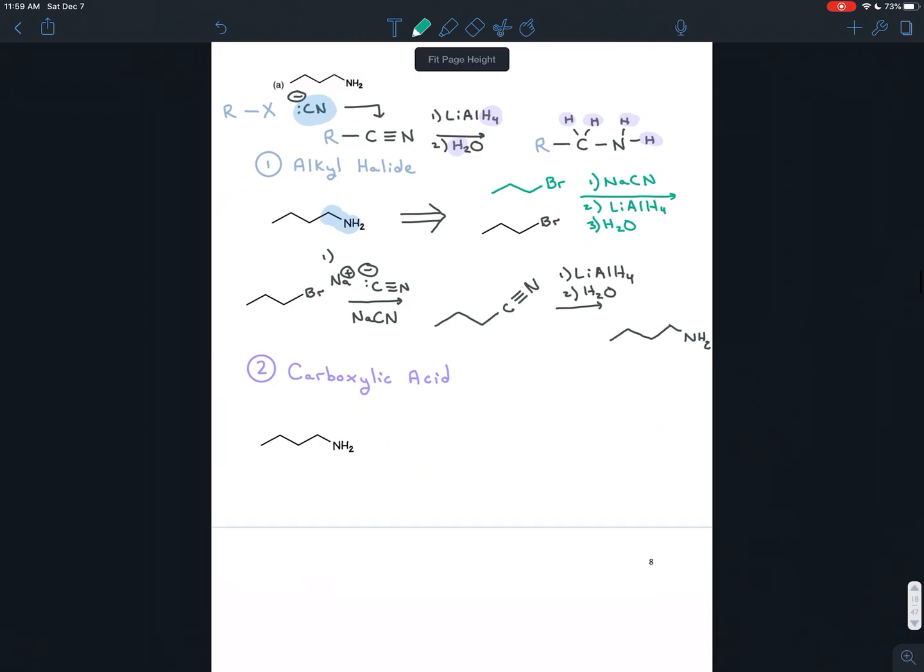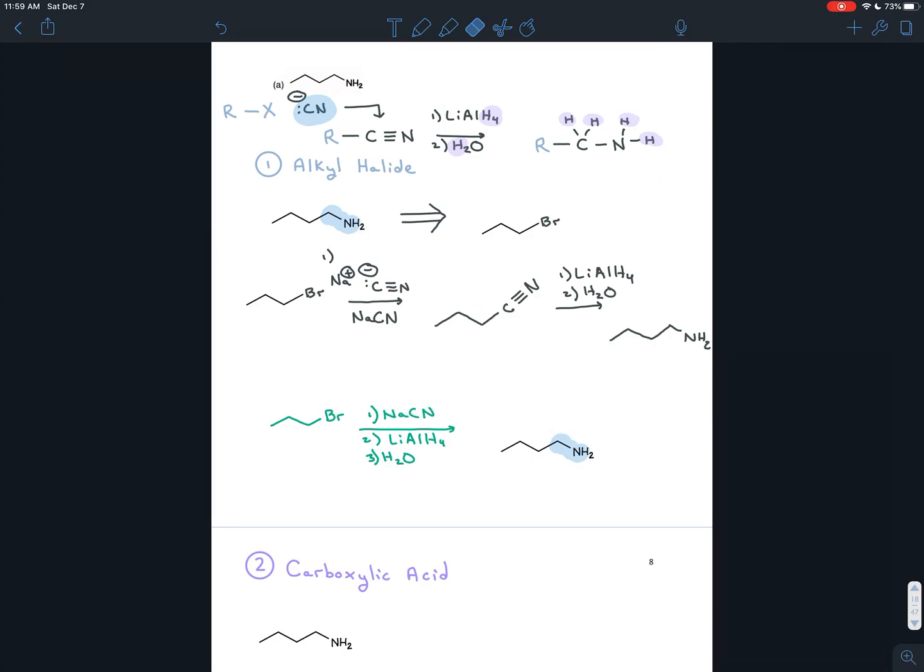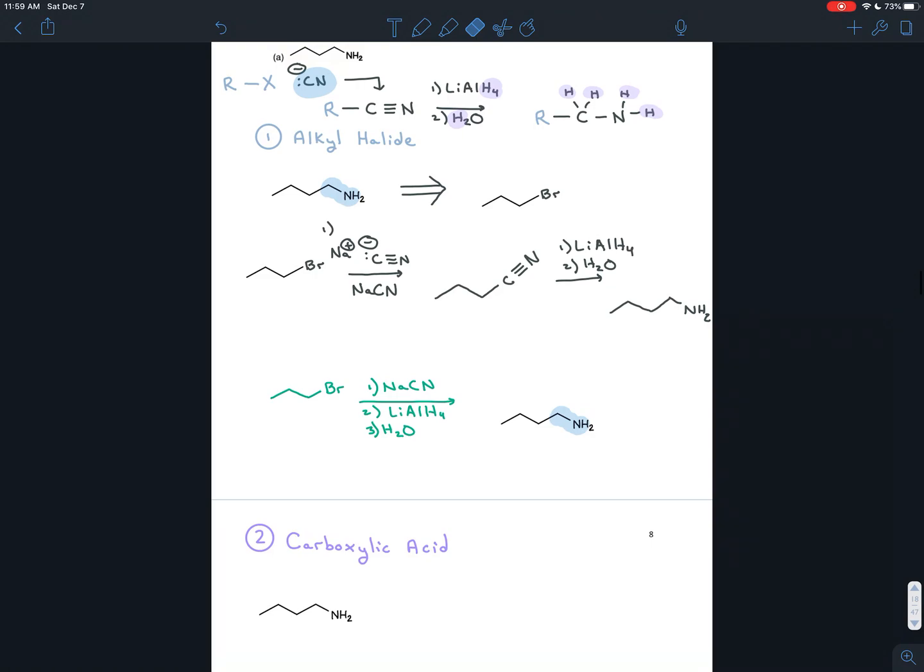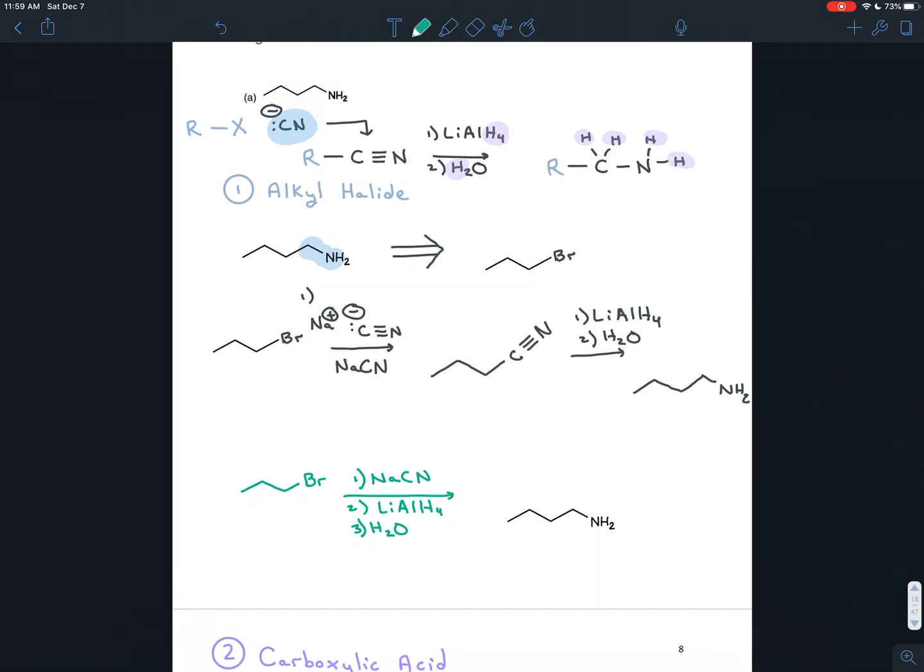Okay, this is a little crowded. Let me make some room to help clarify that. So I'll bring this down here. Okay, so that would be our synthesis. That would be how we can make that amine from an alkyl halide, using a cyano group and then lithium aluminum hydride.